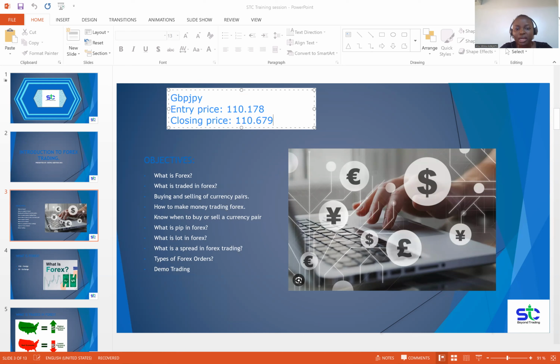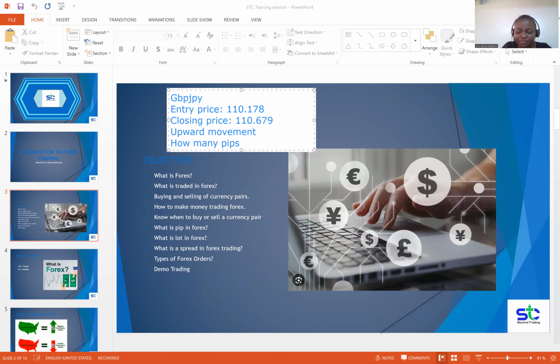If we compare the entry price and the closing price, which is higher? You will notice that the closing price is higher. This means the market went in an upward move, because the closing price is higher. So it was an upward movement. Now, the next question is, how many pips has price moved?